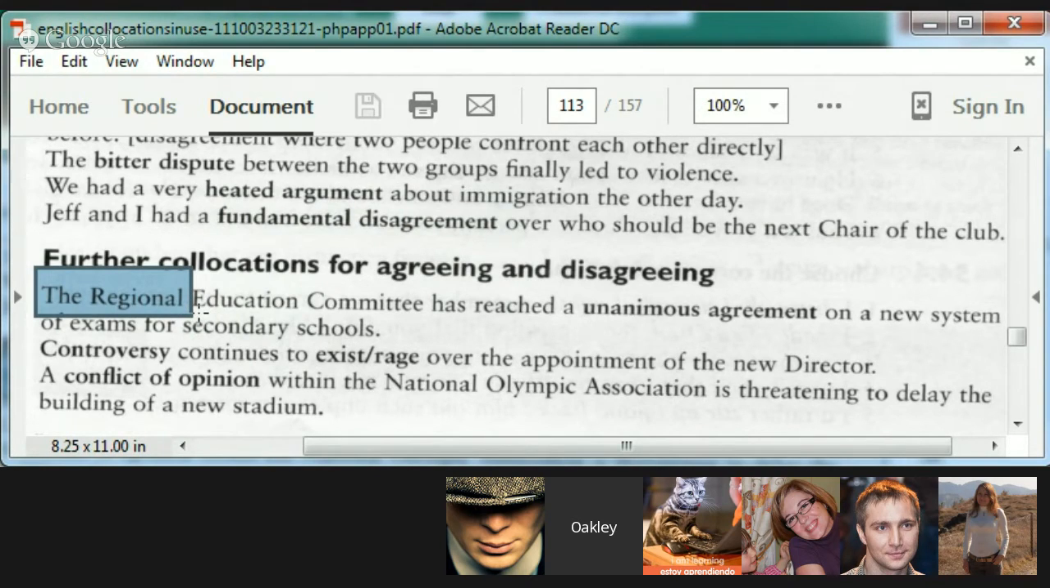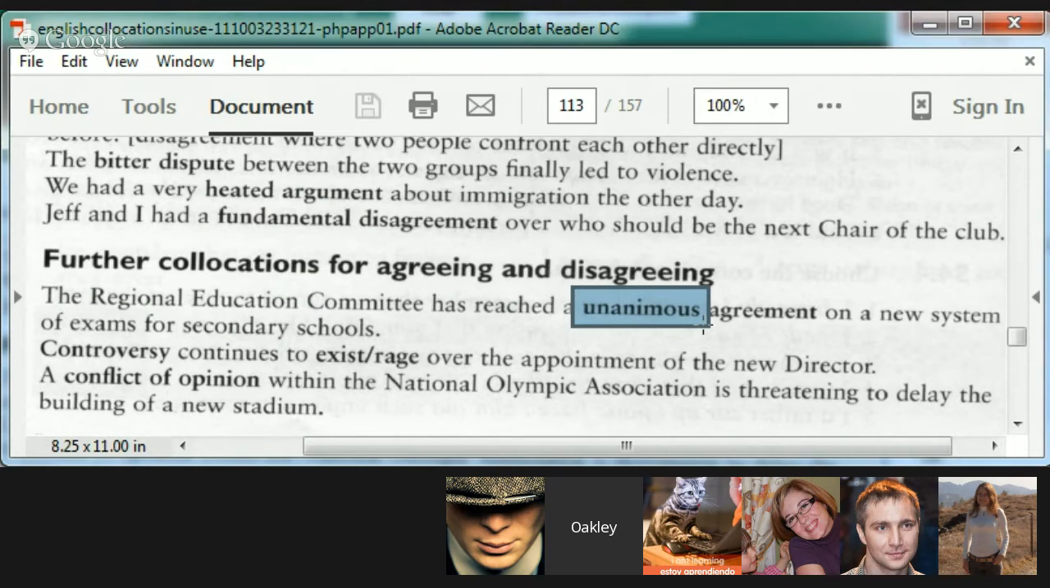The Regional Education Committee has reached an agreement on a new system of exam for secondary schools. Okay. Alex, unanimous. Unanimous. There it is. Unanimous agreement. All right, good word to know.